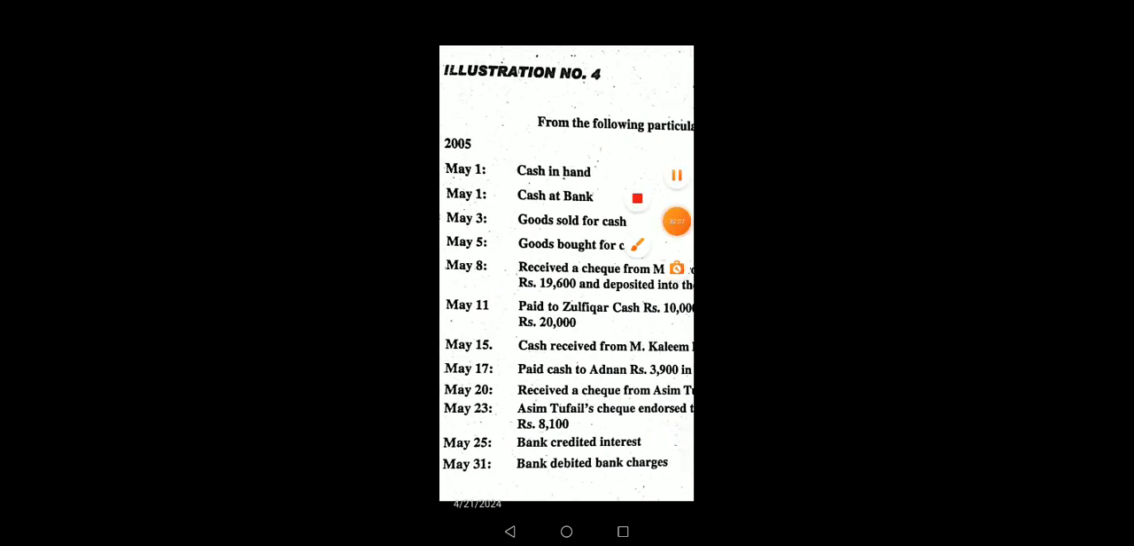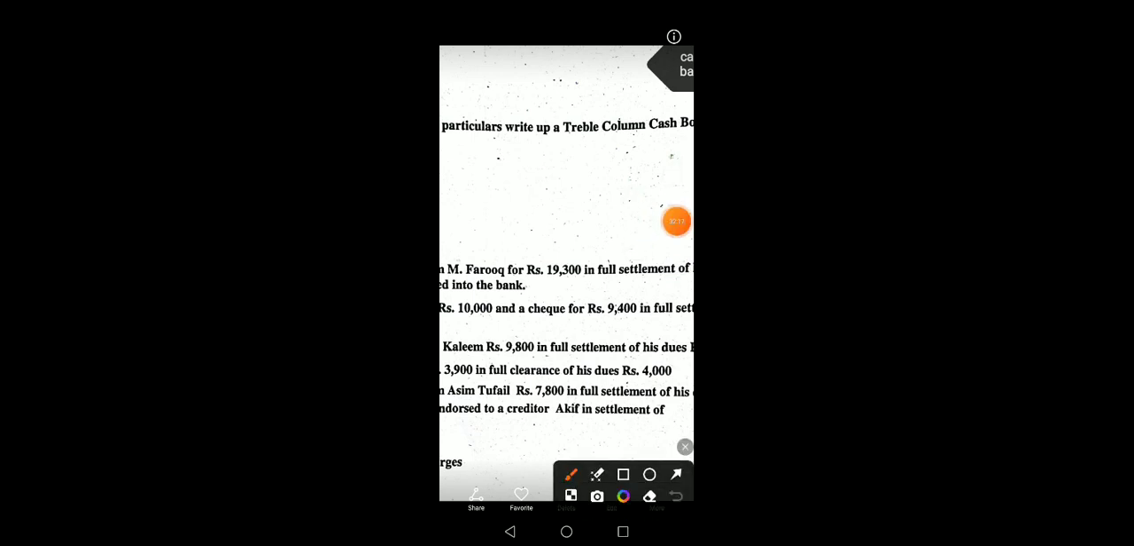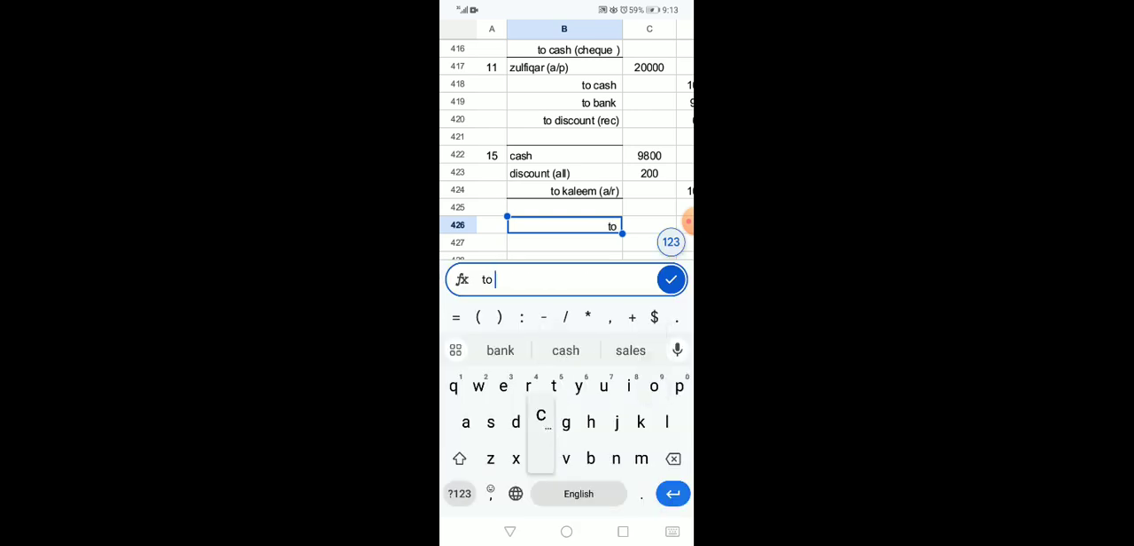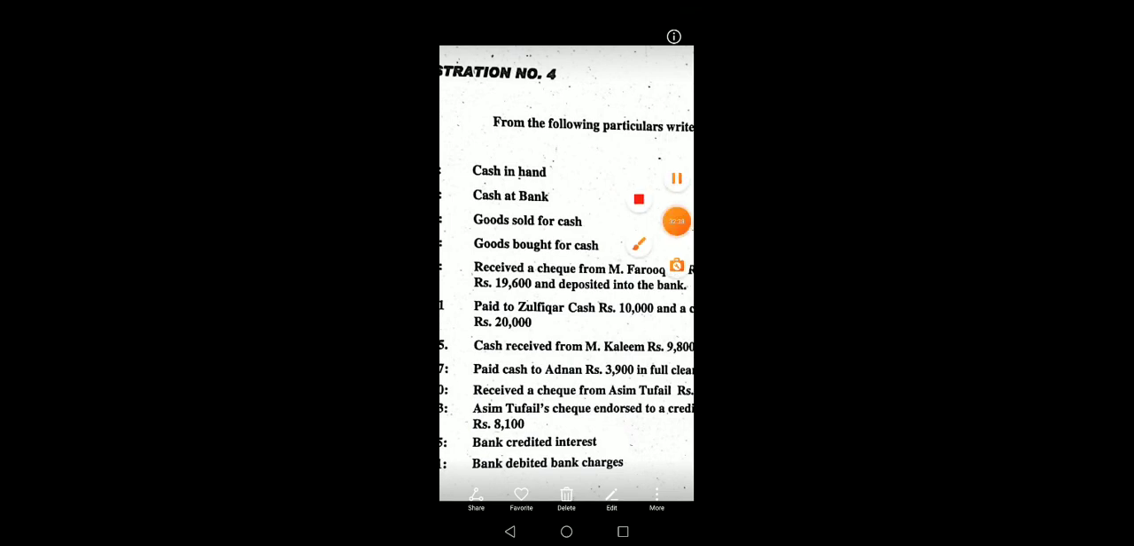After 15 we have 17, and 17 entry is saying paid cash to Adnan in full settlement of his dues of 4,000. When you are paying, it means cash in hand is decreasing. Cash in hand is your asset. Asset is decreasing. Decrease in asset should be mentioned on credit side. So you will mention name of cash on credit side. Why? Because you have seen that we are paying cash to Adnan.